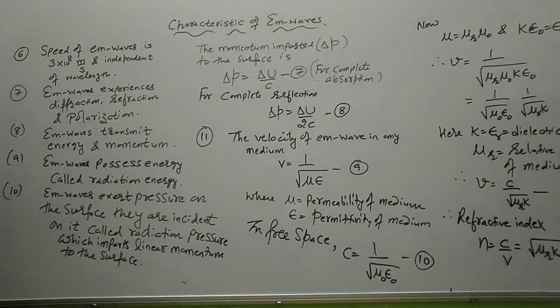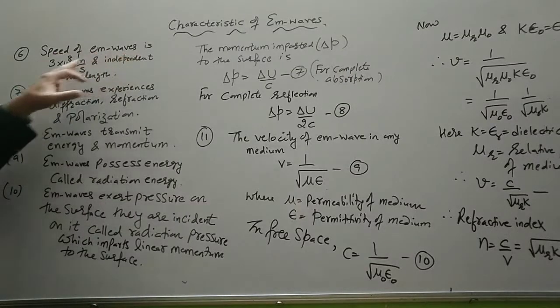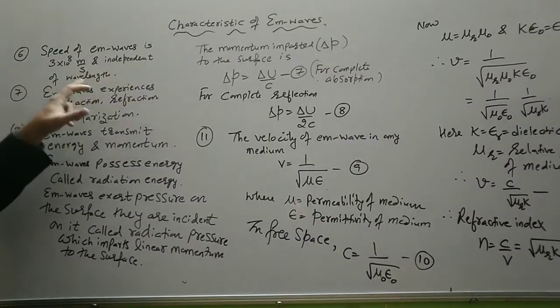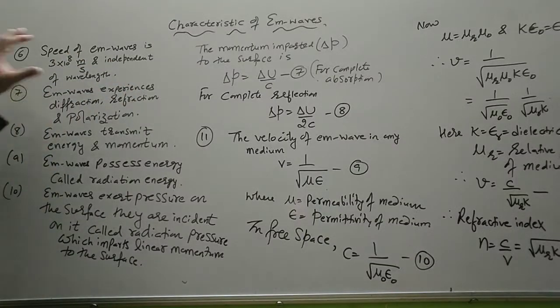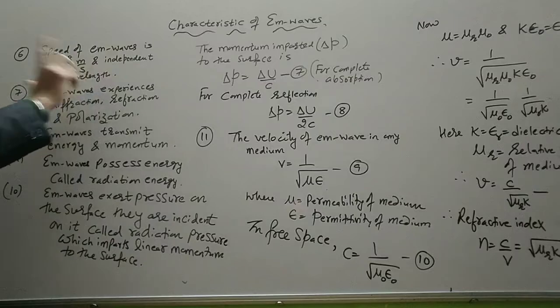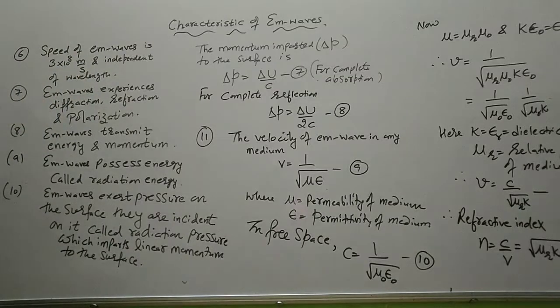See, the sixth characteristic of electromagnetic waves: the speed of electromagnetic wave is 3 into 10 raised to 8 meter per second and is independent of the wavelength. So in free space or in vacuum, these EM waves travel with a speed of 3 into 10 raised to 8 meter per second. That is the speed of light.